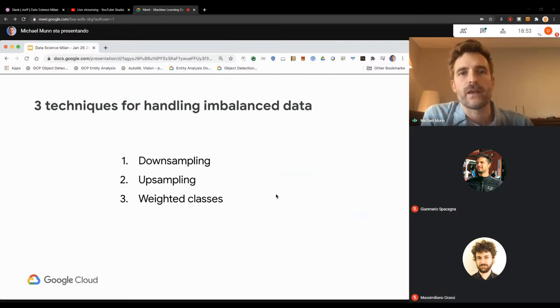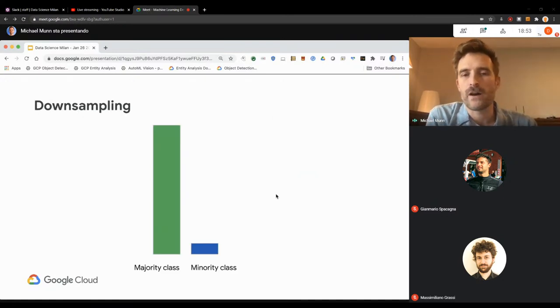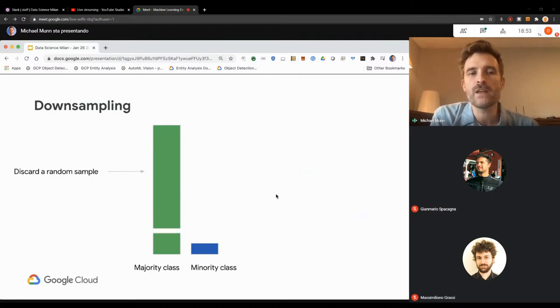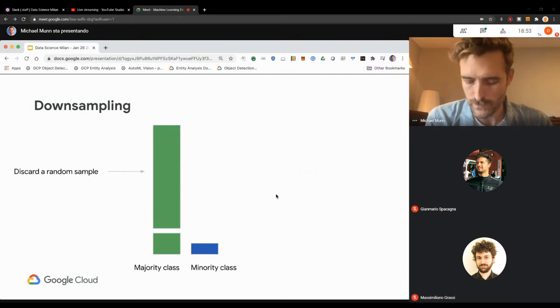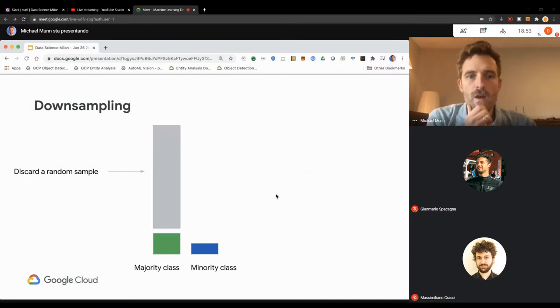When you have an imbalanced data set, we discussed solutions to this design pattern, and there are three techniques that come to mind. One is downsampling, the other is upsampling, and weighted classes. I'll go into a little bit of detail of what these look like. With downsampling, again thinking of a binary classification task, you have your majority class and your minority class. For downsampling, you just take a random sample of your majority class and you discard it from your training data set. So you just ignore that aspect of the data. Then you train your model using only that subset of the majority class and the minority class. In doing so, you've put both your labels, your majority class and minority class, on level footing when training the model.